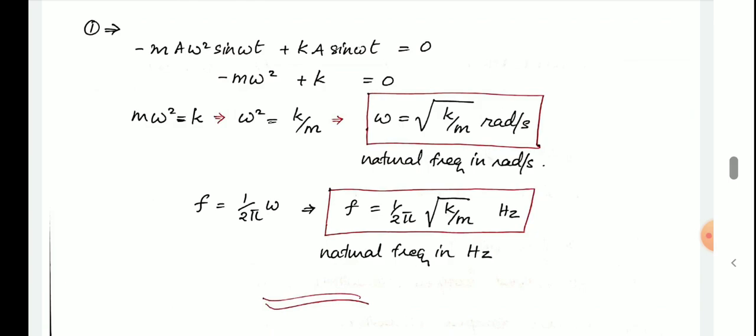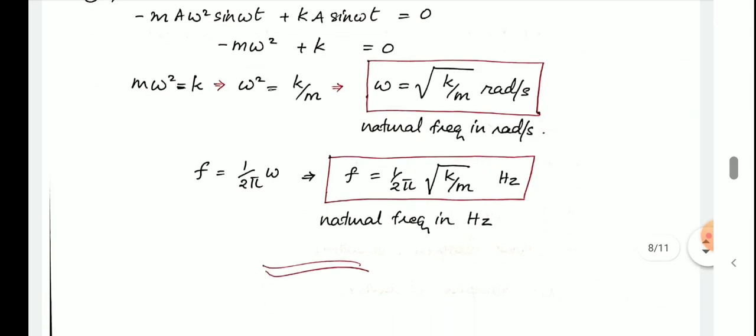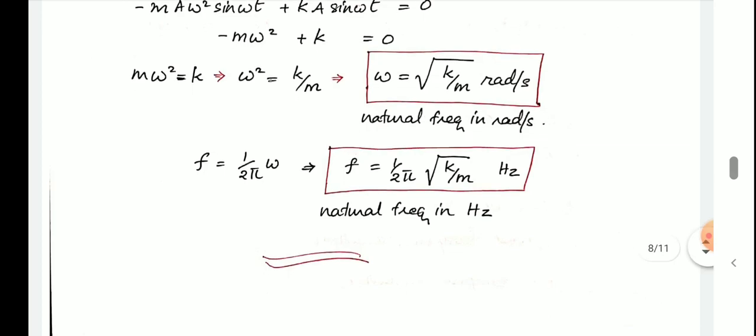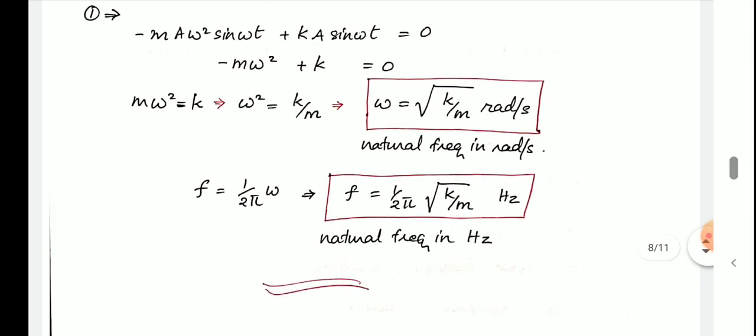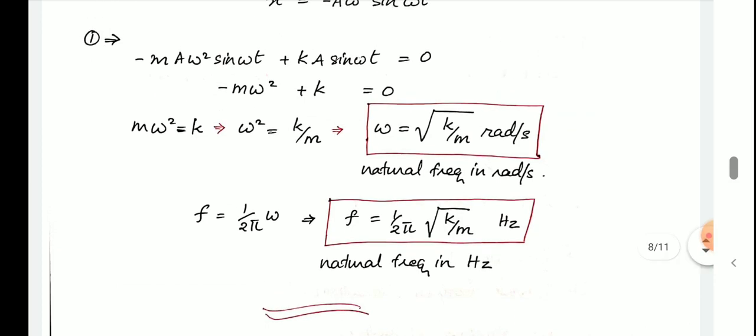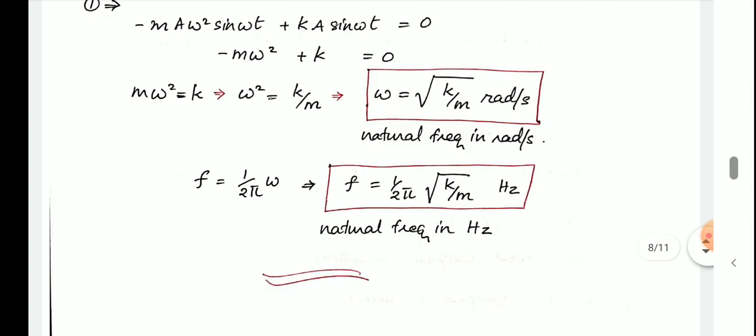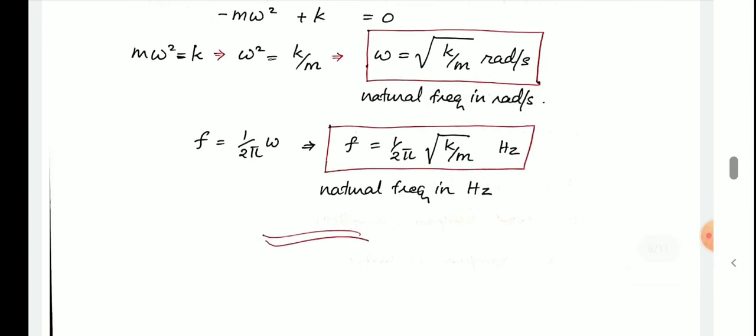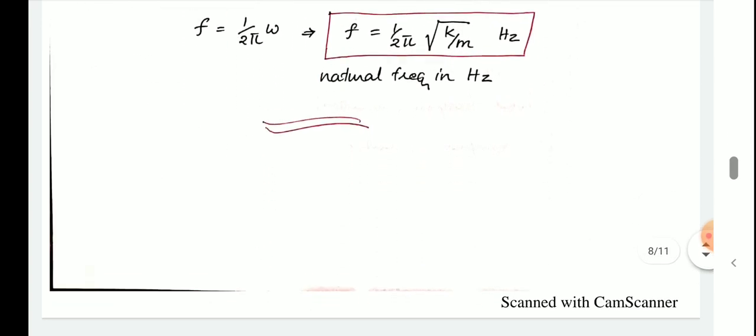But the natural frequency should also be expressed in terms of hertz, which is denoted by the alphabet small f. The relation between small f and omega is f is equal to 1 by 2 pi into omega. Hence we obtain f is equal to 1 by 2 pi into square root of k by m hertz. So whenever you are asked to find the natural frequency of a vibrating body, you should definitely find the answers both in radians per second as well as in hertz to be in the safer zone.